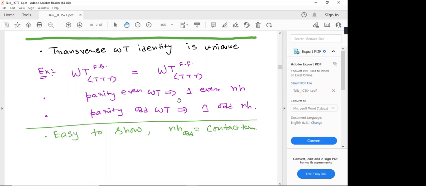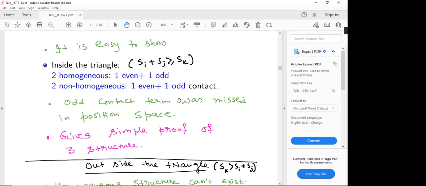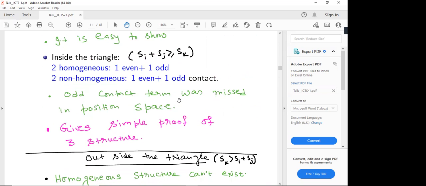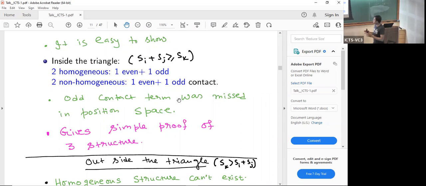Another question. A contact term in position space necessarily doesn't translate to a contact term in momentum space. Yes, when I say contact term, I mean contact term in the sense of position space. If you transform it into momentum space, those will be polynomials in momentum space. So wherever I refer to a contact term, it is in the notion of position space.